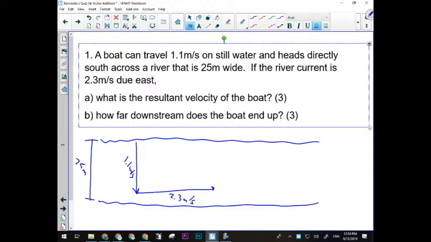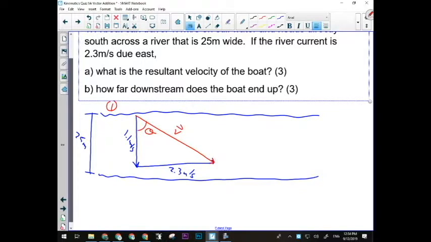So my triangle will look like that, and I'm looking for, first off, the resultant velocity of the boat, which is represented by this red arrow. This is the resultant velocity of the boat, and this would be the resultant velocity's vector, which I also need because velocity is a vector quantity. All right? 1 mark if they have the diagram drawn.